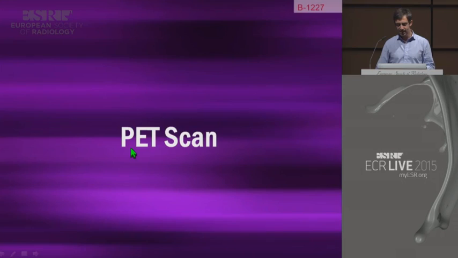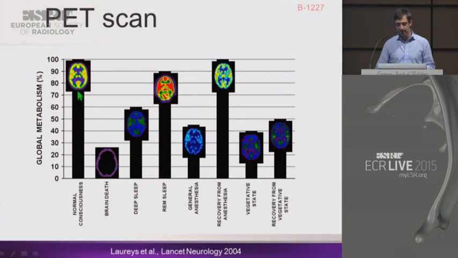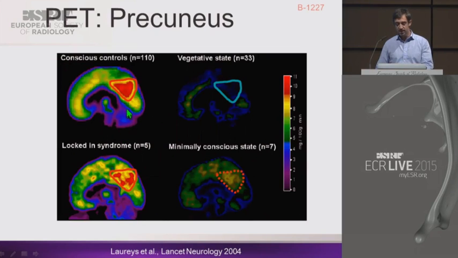The last technique is PET scan, a nuclear medicine one, and here you can see several states: normal, sleep, anesthesia, and you see that in the vegetative state, it is abnormal, a bit like in anesthesia or close to brain death, and especially in some zones such as the precuneus.